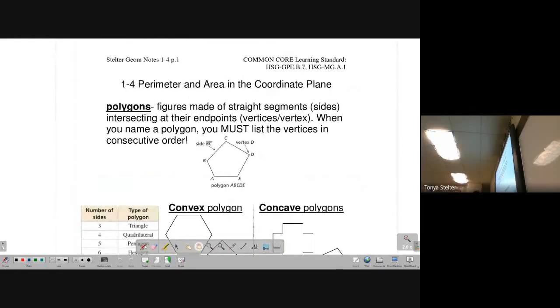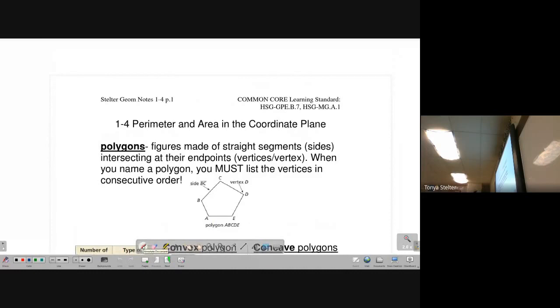So this is perimeter and area in a coordinate grid. If you don't remember from whenever you learned it, algebra, maybe even junior high, when you are asked for perimeter, that is when you add the side lengths together. When you're asked for area, that's when you multiply the sides together. I have some pre-calc kids that still don't know the difference.